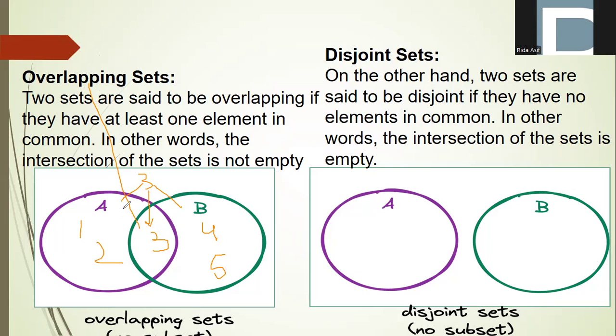Clear? Now, let's consider a disjoint set example. If set A contains 1 and 2 and set B contains 3 and 4, then no element is common. No elements are common in both the sets. So I will write 1, 2 in set A and 3, 4 in the set B circle. That's it. So in this way, we can represent overlapping and disjoint sets with the Venn diagram. Clear?